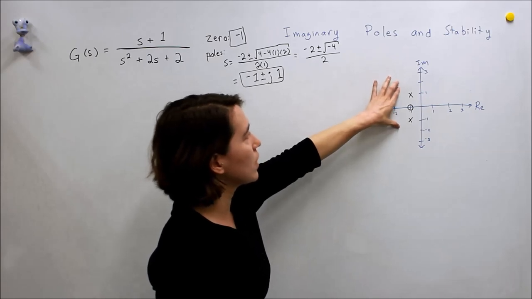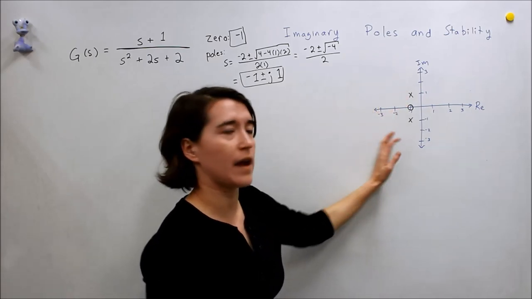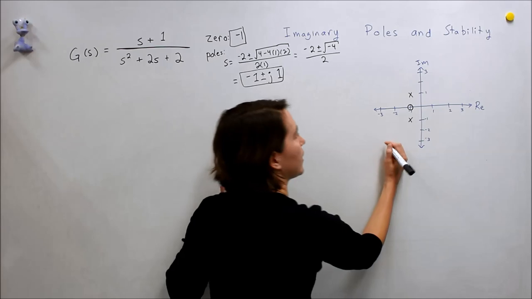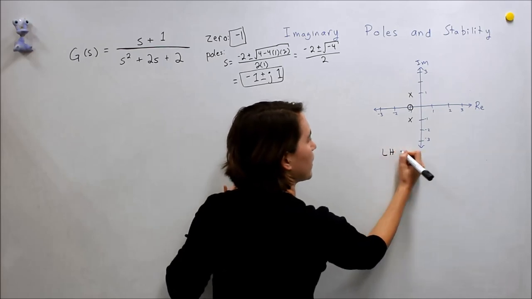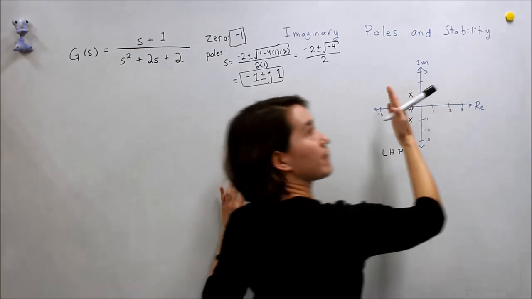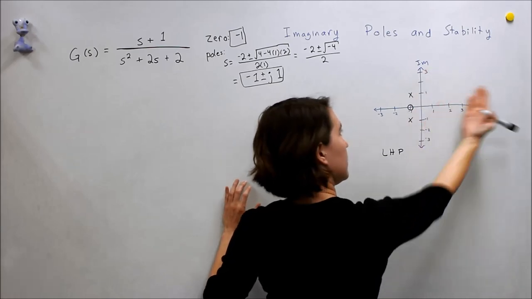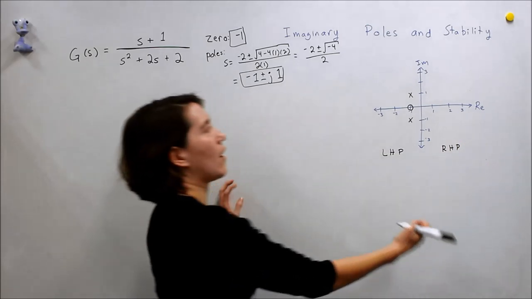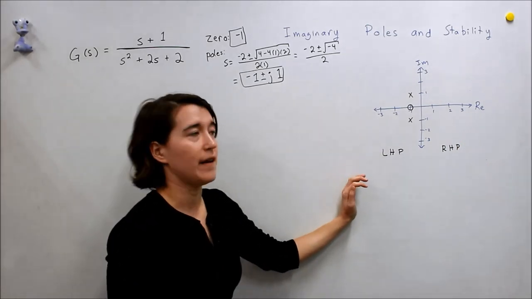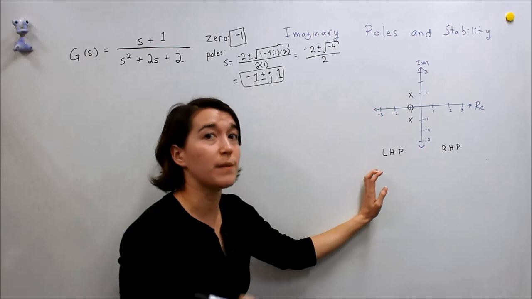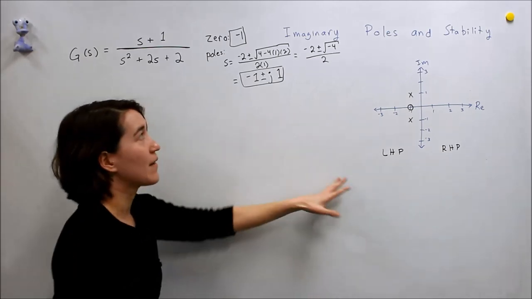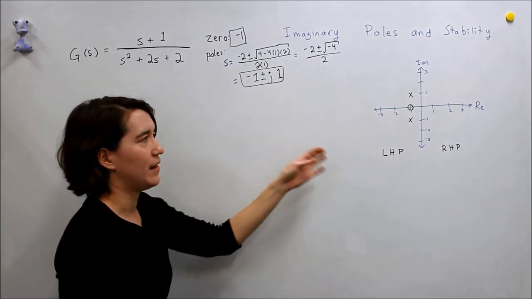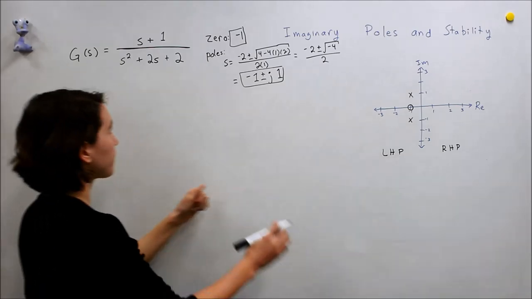So we have two poles, and this side we call the left half plane. And the right half plane would be this side, the right side of the imaginary axis. We see that our two poles are in the left half plane, and we know that they will then be stable. So now I'm going to show you a little bit of why this system will be stable.